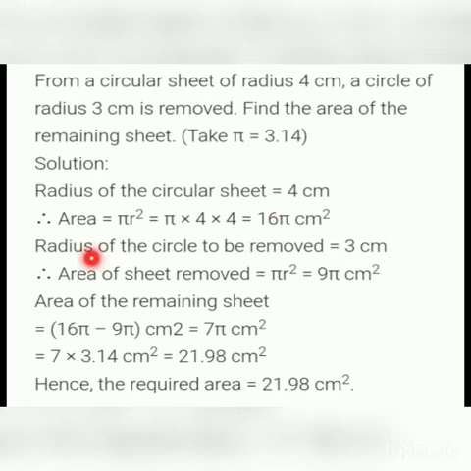Now what circle is removed? The radius 3 cm circle is removed. So finding the area of the circle removed, area of the circle is equal to pi r square again. What is the radius? 3. 3 into 3, 9 pi.